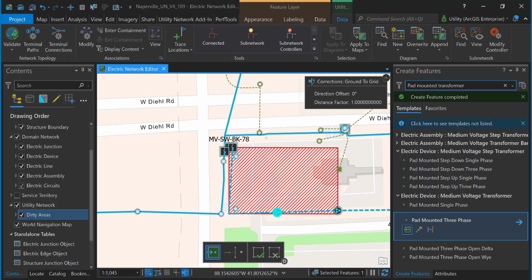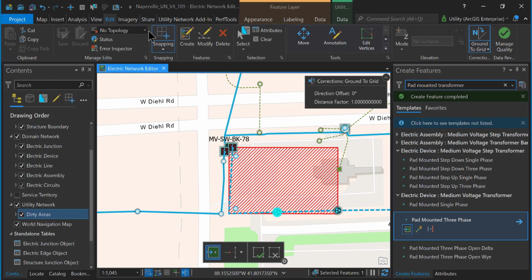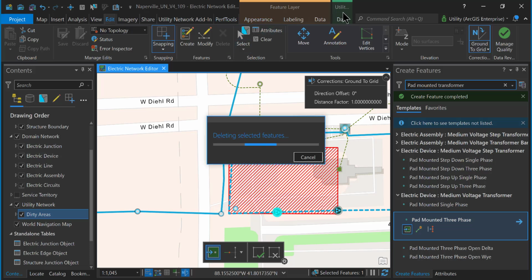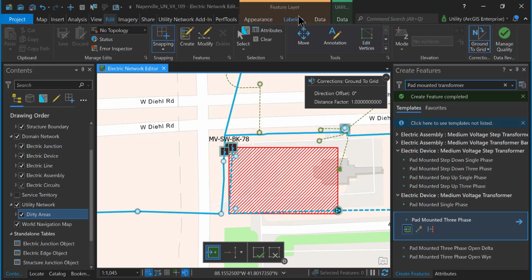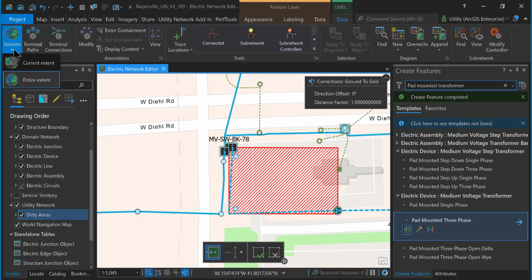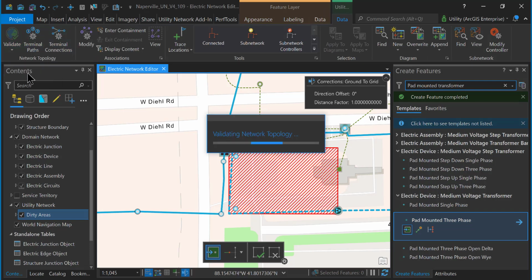Now, I happen to know that this error is telling me that I can't put pad-mounted three-phase transformers in the middle of a span. In order to make this a valid edit, I would need to place this pad-mounted transformer at a location on the conductor where it's split. So let's go ahead and just delete that here. And once we finish deleting that selected feature, we'll come over here and we'll just validate again and clean that area up.